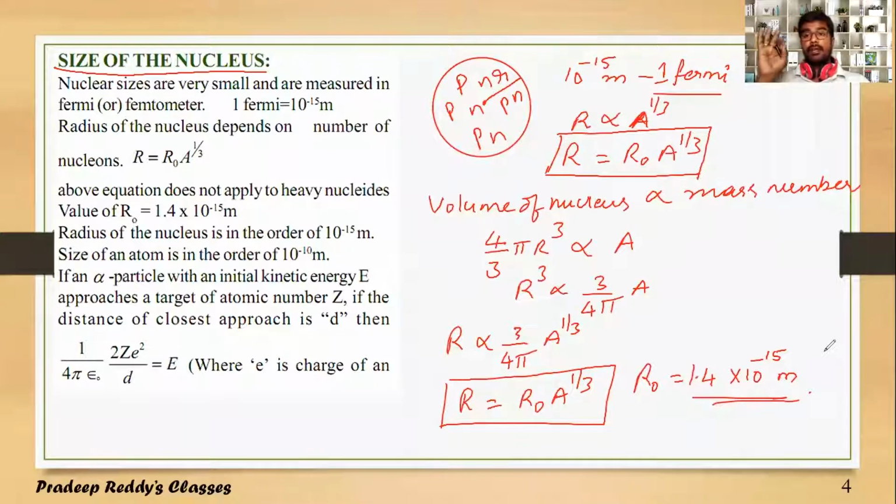The order remains the same, 10 power minus 15, because the nucleus size should always be in that range. So the radius of the nucleus is in the order of 10 power minus 15 meter, whereas the size of an atom is of order 10 power minus 10. So atomic size is 10 power 5 times greater than the size of the nucleus.